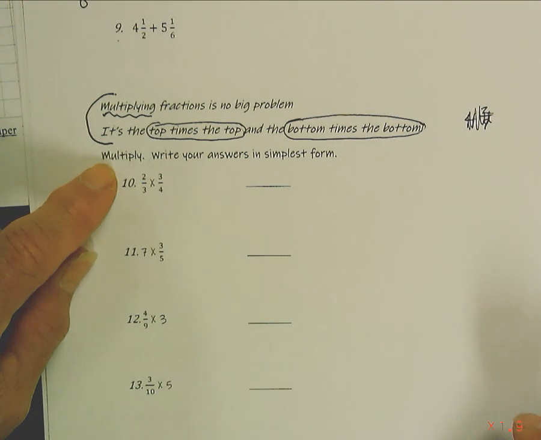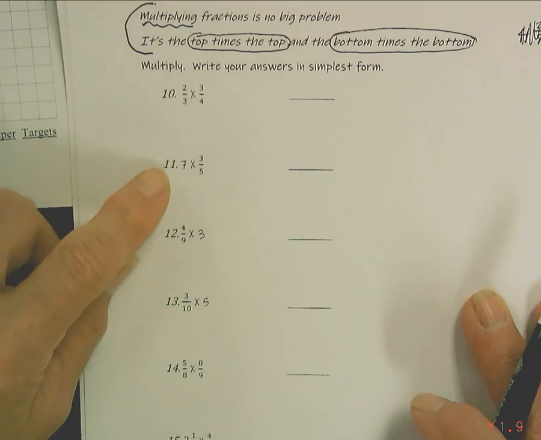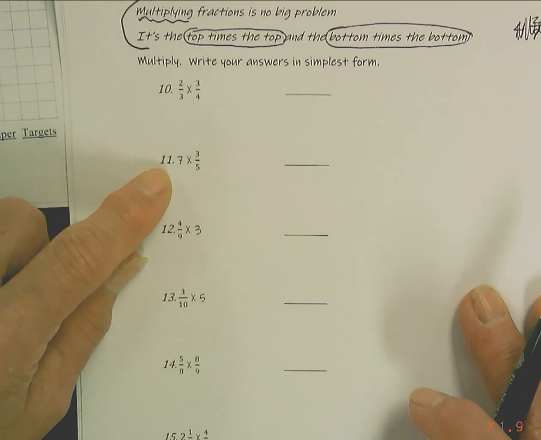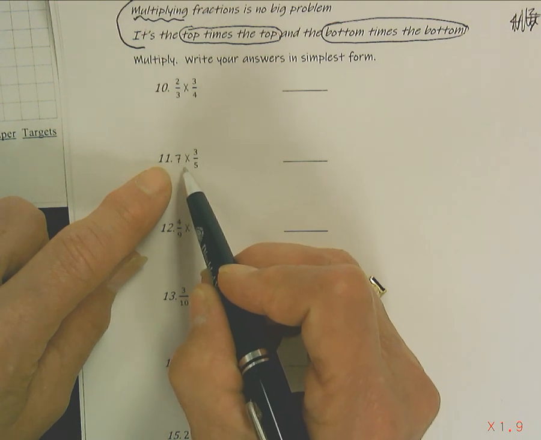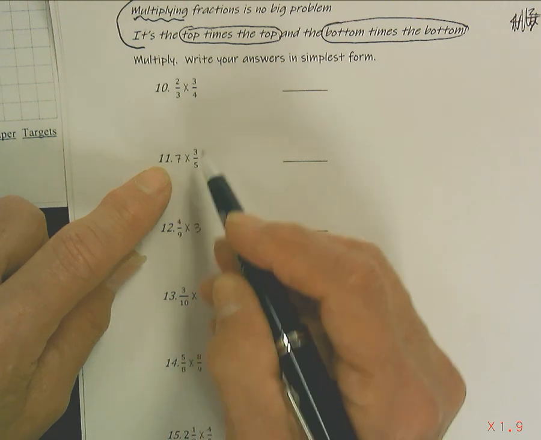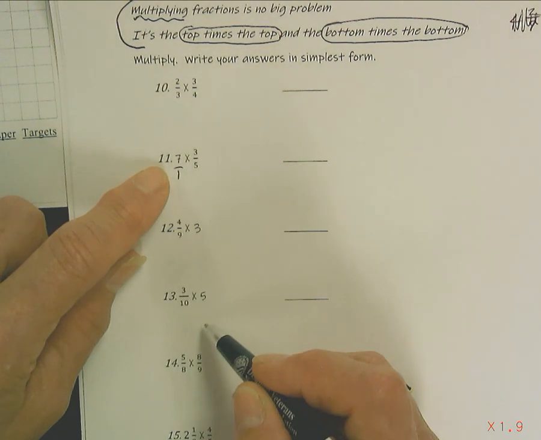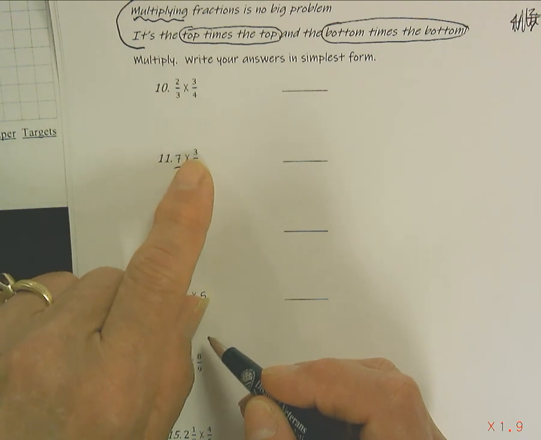So I'm going to do a couple of these. Let's see. Number 10 is pretty easy. Let's look at number 11. Do we have tops and bottoms? No. Oh, this one doesn't have a bottom, does it? But what can we do to the 7 so we have tops and bottoms? Put a 1 under it. That's exactly right. And so now you do have tops.